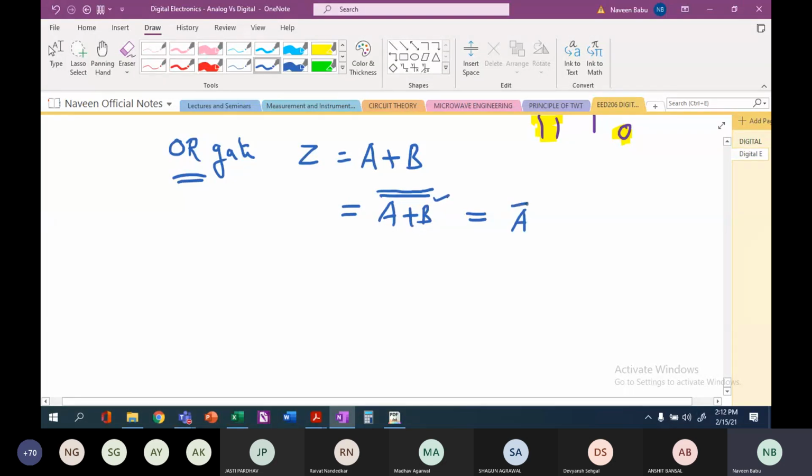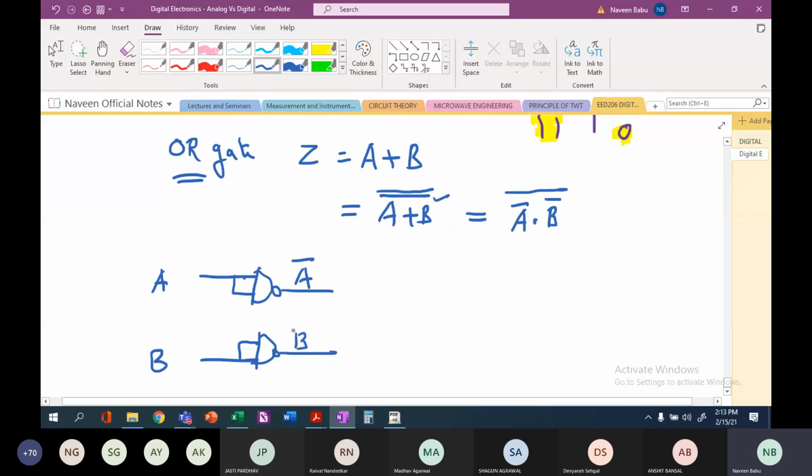So this will become A bar dot B bar, right? I have broken the inner line and I will retain the outer line as it is, right? Now this has become an AND gate. How? If A is my input and B is my other input, first I have to create A bar, right? So what is A bar? A bar can be written as just a NOT gate. This will be my A bar, right? So this is going to be my A bar. Similarly, my B bar will be this B bar.